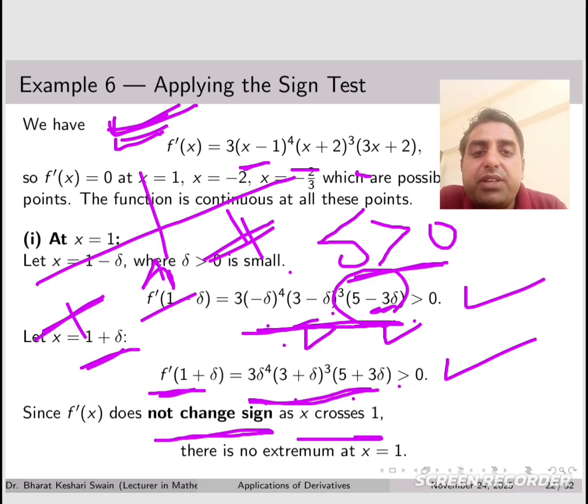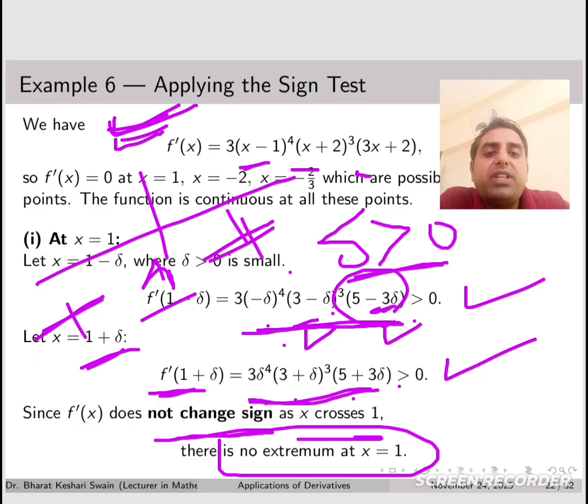If there is a change, then an extremum will exist. Extreme points will exist, and the extreme value also exists. But here there is no change of sign. f'(x) does not change its sign as x passes through 1. So there is no extremum at x = 1. If there is a change, then an extremum will exist, it may be maximum or minimum. But if there is no change, then there is no extremum.